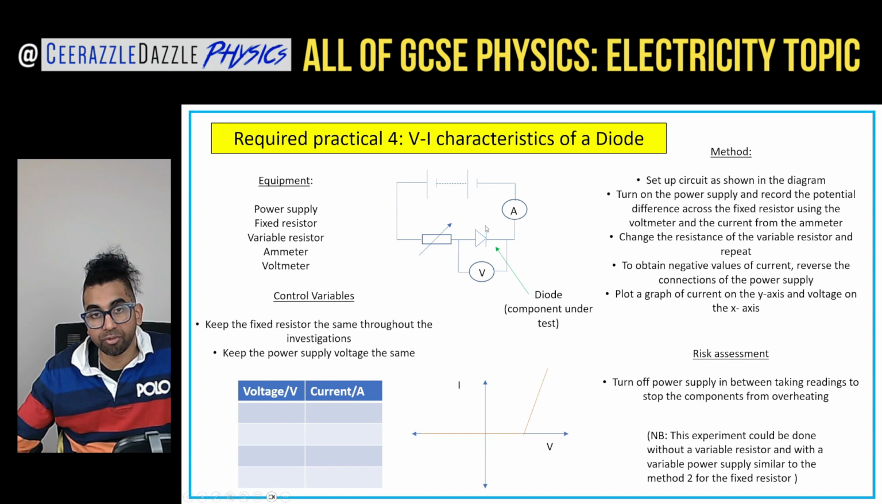Right, so once you've done that for the filament bulb, you can then do it for the diode. So look, it's the exact same circuit, and what you're going to do is change the variable resistance and record the voltage and the current over here. And you'll get the following graph, guys. There'll be no current in one direction, and look, after a while the current then starts to increase. So make sure you're happy with this graph as well.